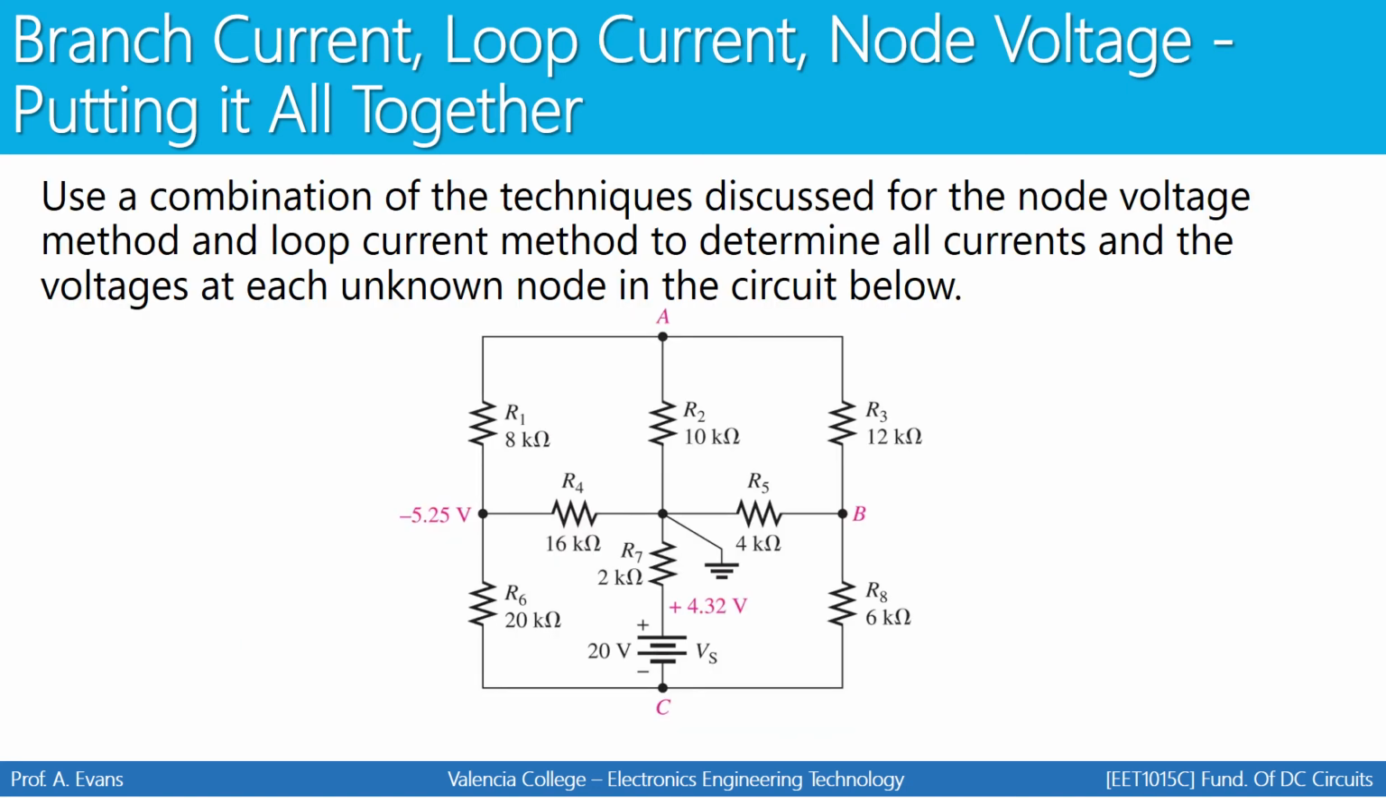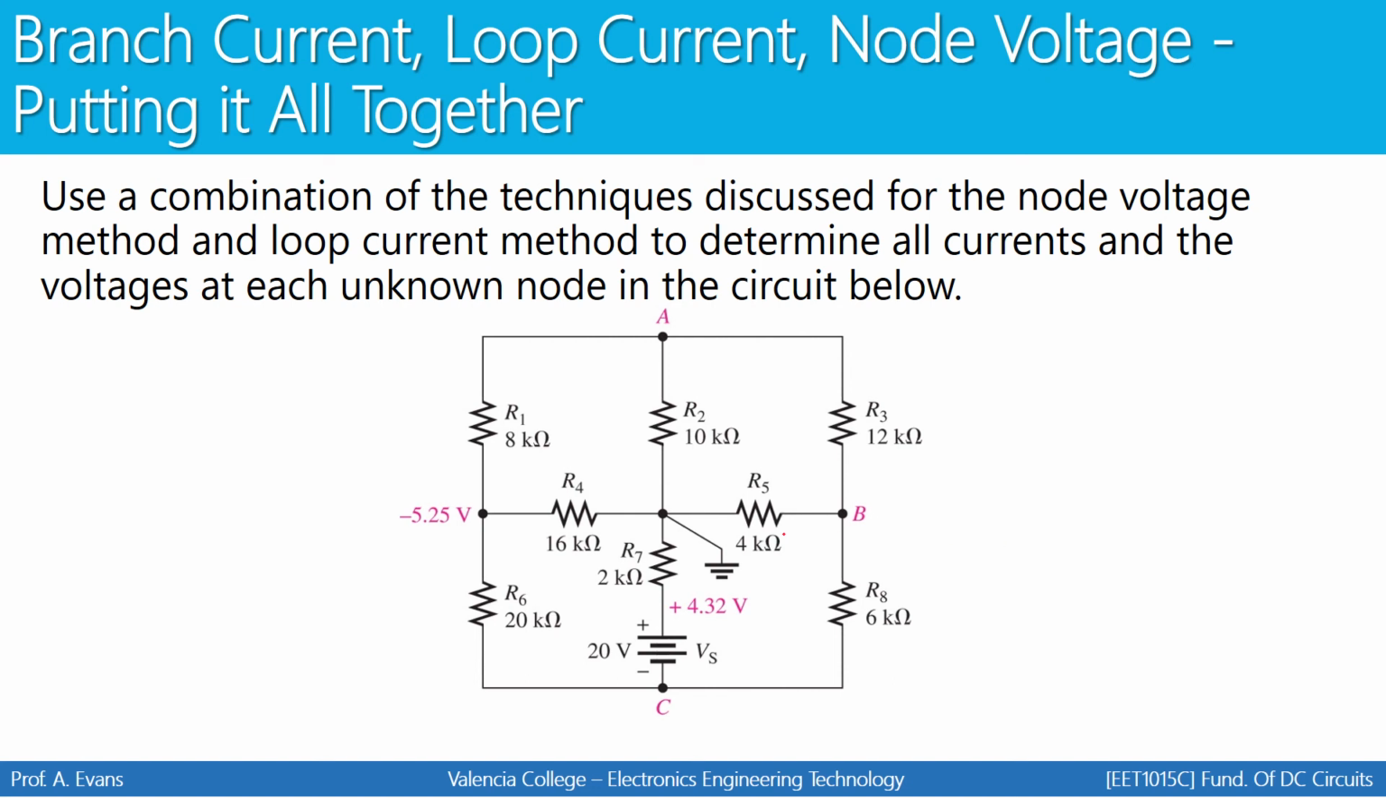All right, so for our last example, we're going to put everything together that we've been studying both in this particular chapter as well as throughout the semester. We're going to be using the techniques discussed for node voltage, loop current. We're also going to be using KVL, KCL, Ohm's law, etc. We're going to solve for every current in this circuit, as well as the voltage at node A, node B, and node C.